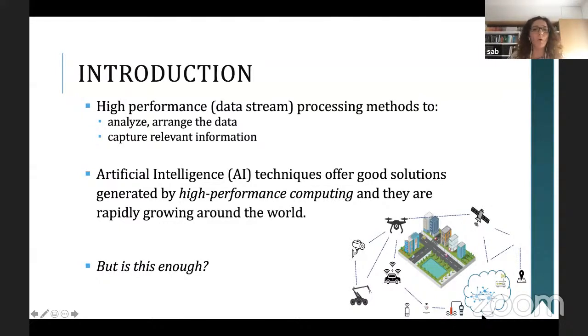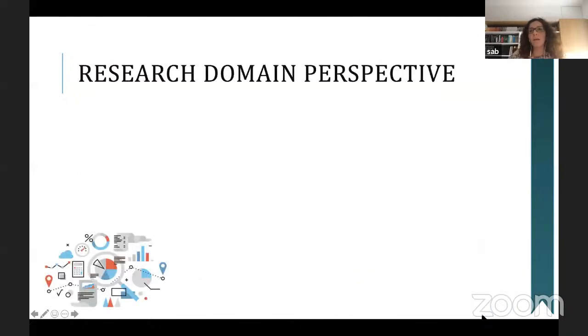At the same time, artificial intelligence techniques in the last years are fast growing around the world, because they offer a lot of good solutions for classification, profiling, and predicting, and especially supported by high performance computing. But is this enough? Let me introduce a different perspective to answer this question.